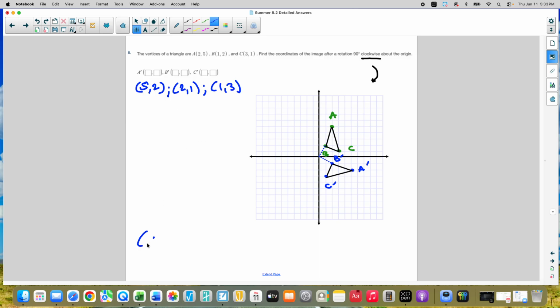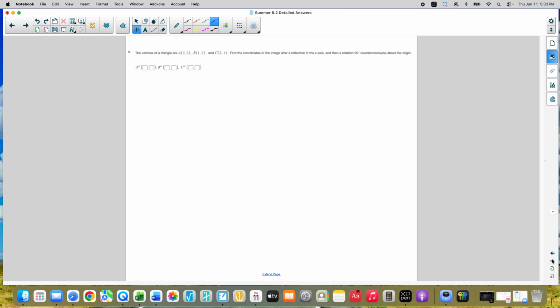We notice that all points, when we rotate 90 degrees around the origin, what happens? Well, we actually reverse our coordinates. Our X now goes into the Y position. Our Y value goes into the X position. And that's kind of cool. And that will happen for every figure rotated 90 degrees clockwise.